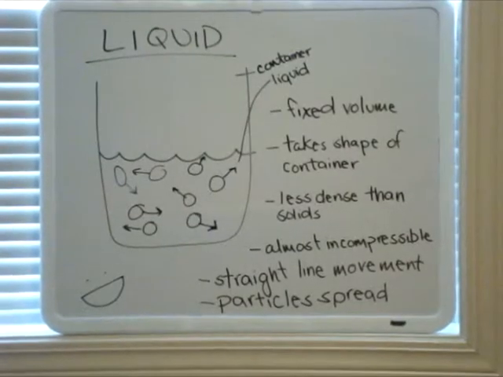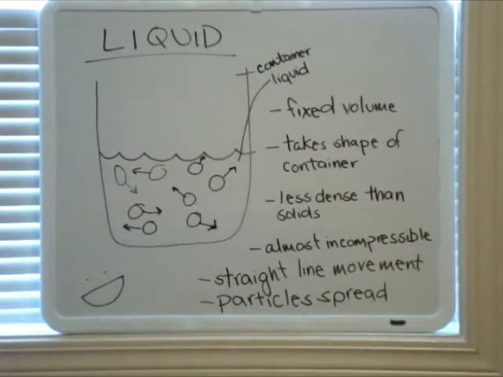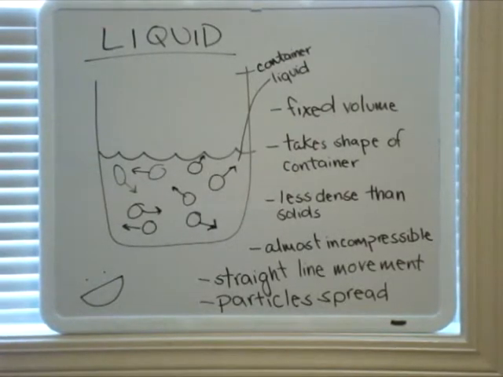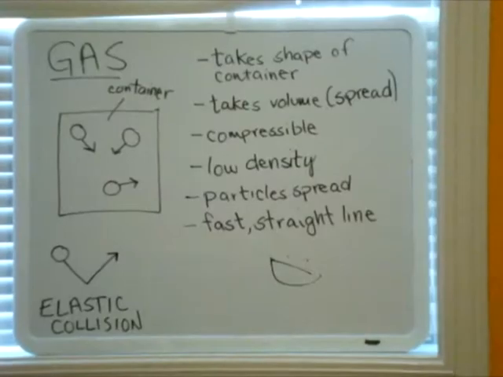The particles in a liquid are more spaced out than in a solid. If you try pouring a liquid into a container, such as water, you'll notice that it takes the shape of the container. Liquid has a fixed volume and is less dense than solids. It is also almost incompressible. Particles in a liquid will move in a straight line, but much slower than in gases. Particles are spread out, but less than in gases as well.